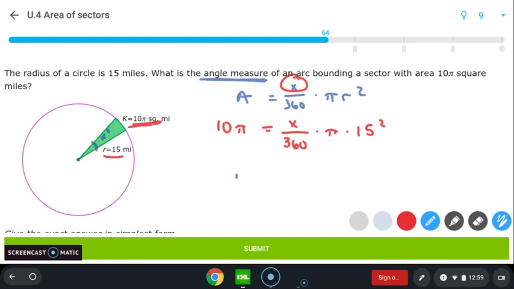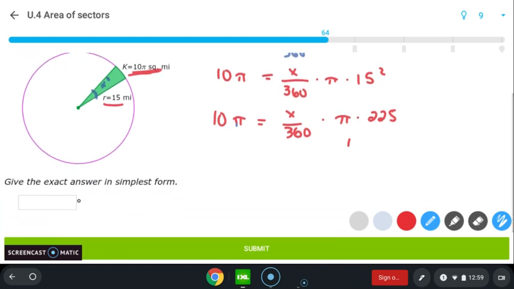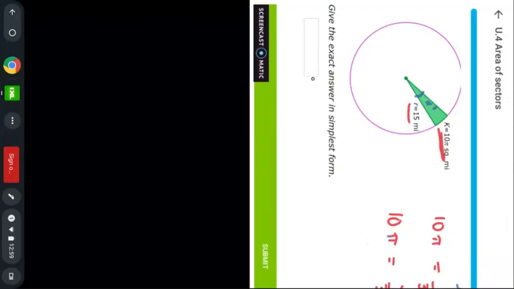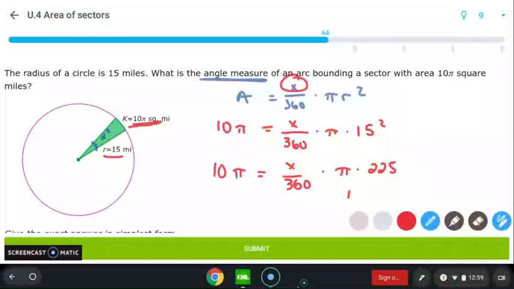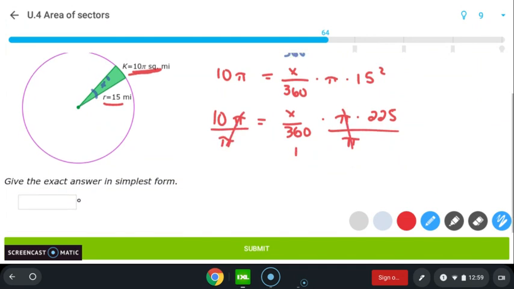The first thing I'm going to do is get rid of that exponent. So we've got 10 pi equals x over 360 times pi times 225. Now I'm going to start working to get x by itself. So, oops, sorry about that. I'm going to, first of all, divide both sides by pi. This one's nice because they just cancel out. So the pi's cancel each other out, completely disappear.